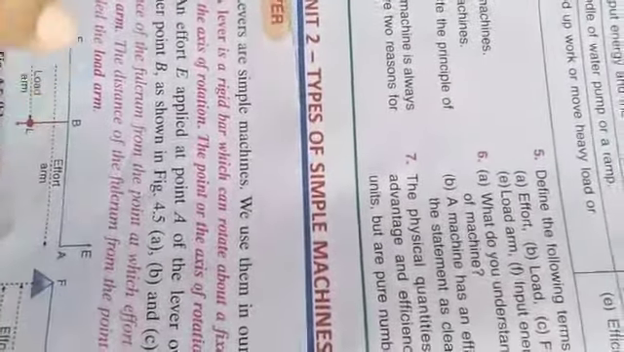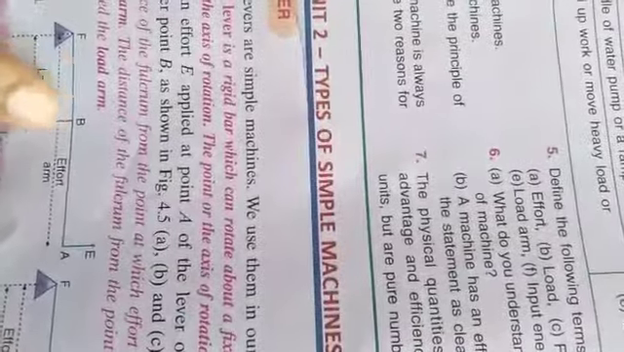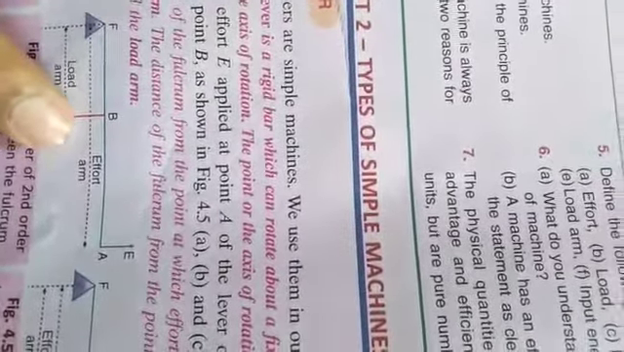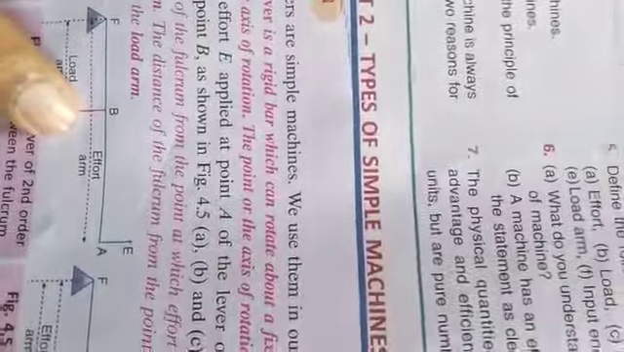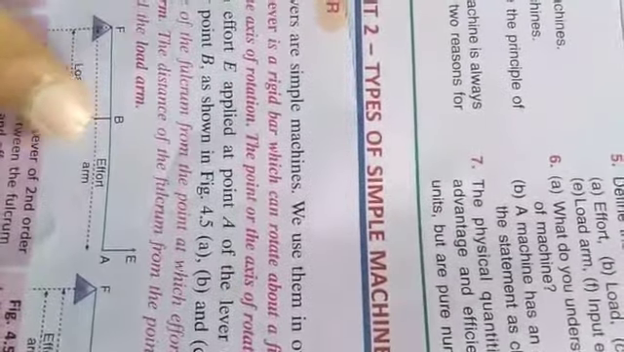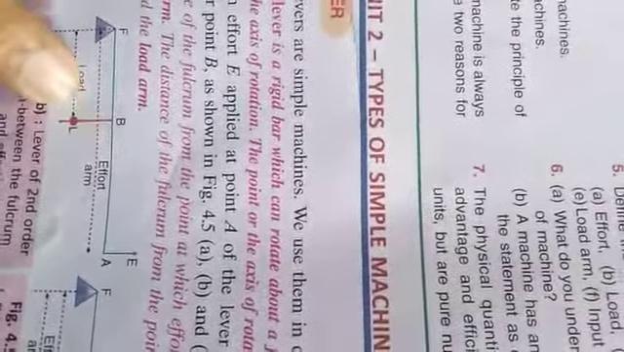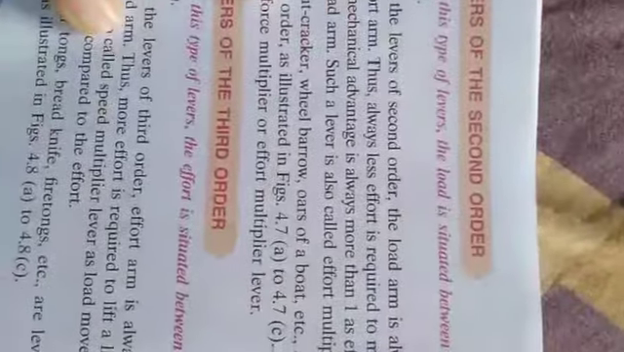So in the case of a second order lever, the load arm is always less than the effort arm, right? So always less effort is required to move the load. And here the mechanical advantage is greater than 1 because the effort arm is more than the load arm, right? The nutcracker and oars of a boat are examples of second order levers.